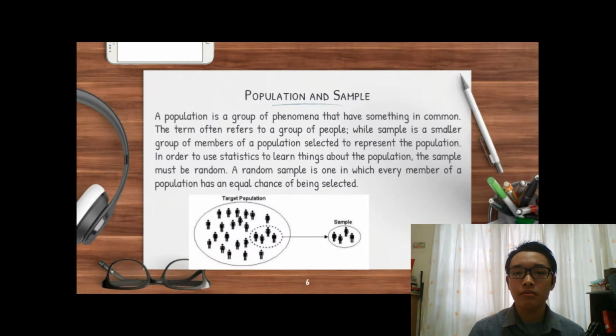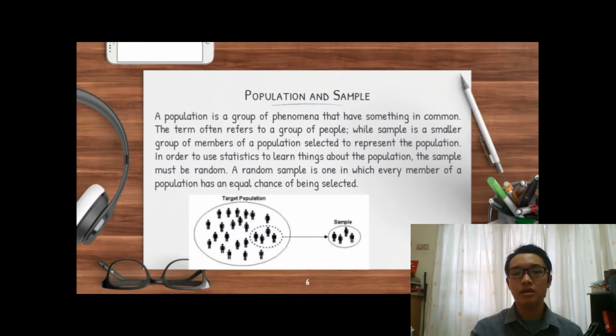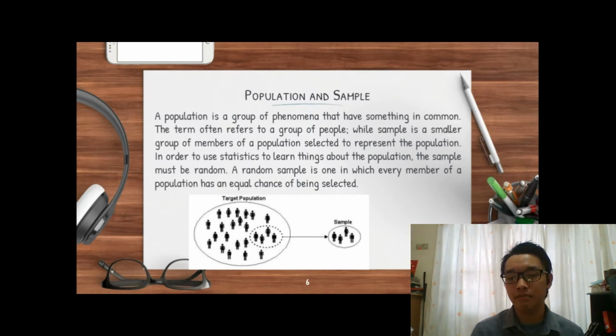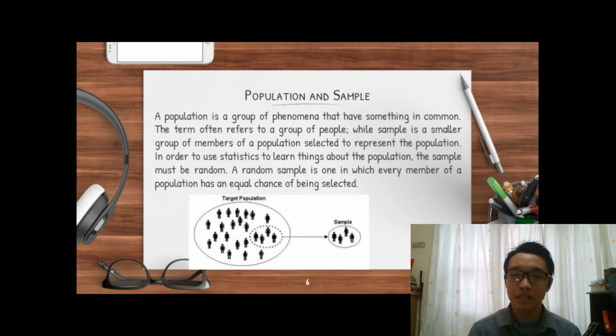So population and samples. What is a population? A population is a group of phenomena that have something in common. For example, the population in Malaysia. While a sample is a smaller group of members of a population selected to represent the population.